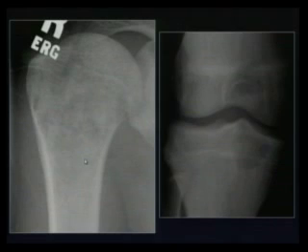Give me 2 exceptions to this rule. Aggressive lesions with well-defined margins. Metastasis? Metastasis, you said? Yes, very good. And what else? Well, I'm saying aggressive lesions that may look benign, with a narrow zone of transition. One is metastasis, and the other one is?